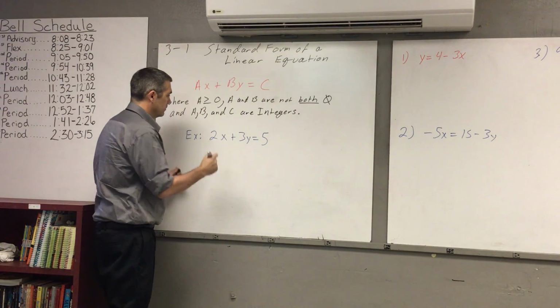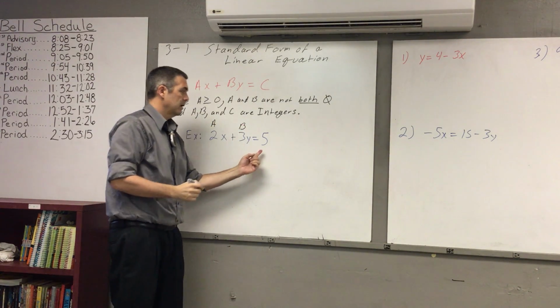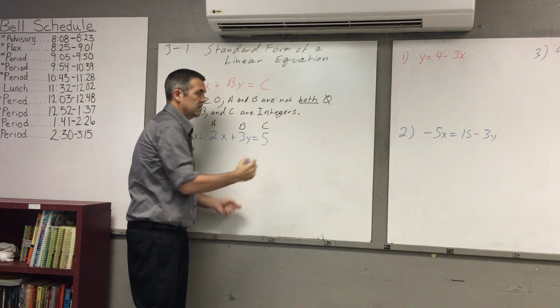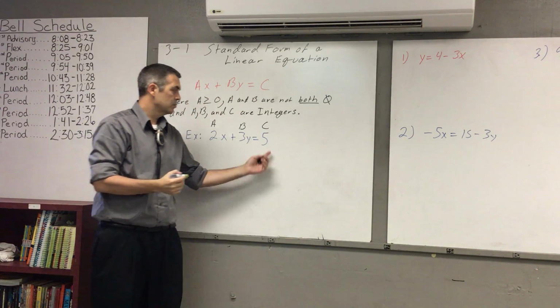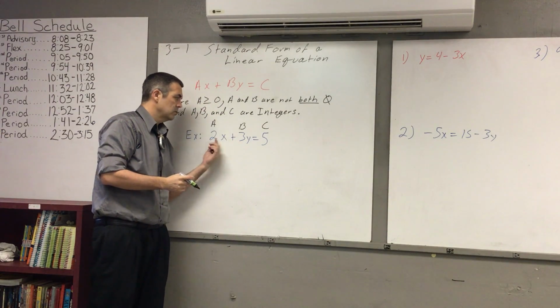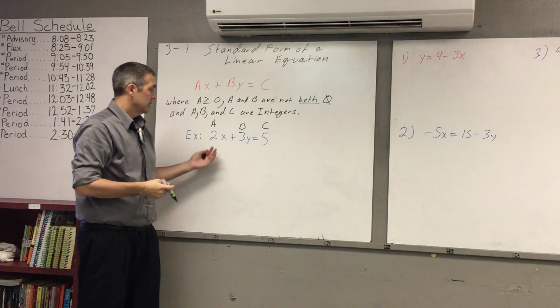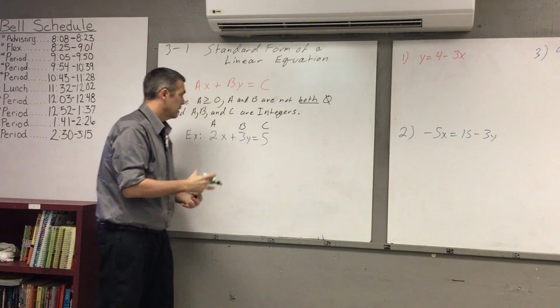Right here is going to be your A. Right here is going to be your B. And 5 is your C. This is your constant. This one's not going to change. Once you have that one, it's going to be there. And these two change based on what you put in for y. Okay, so that's what you're looking at here.